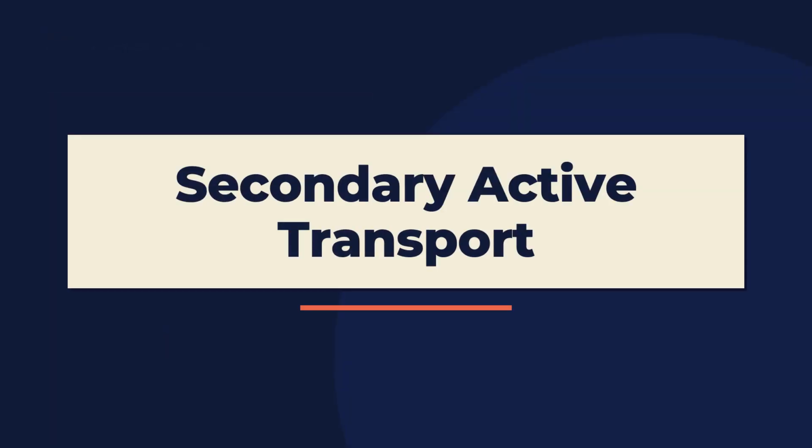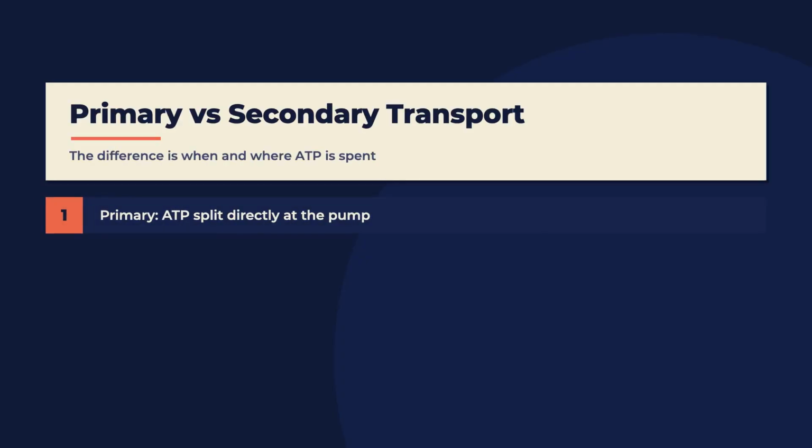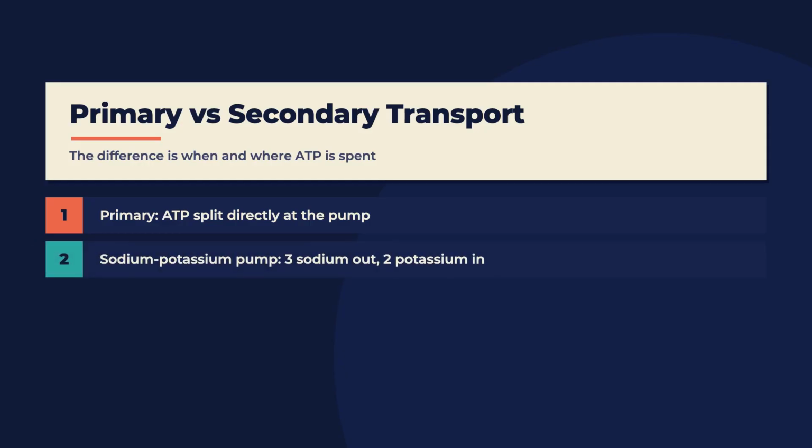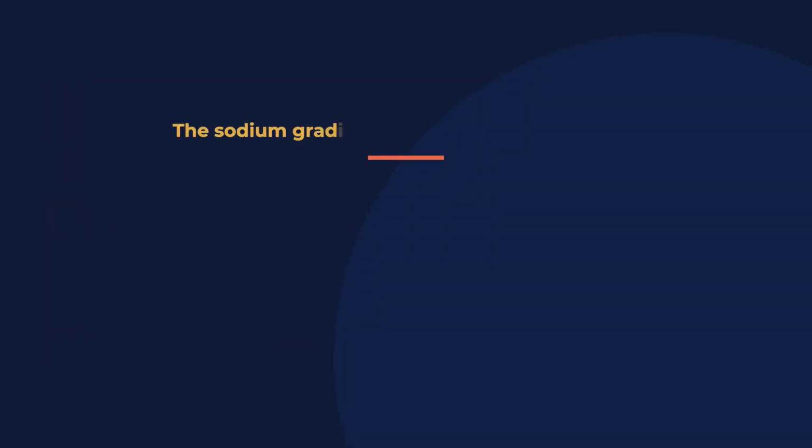Glucose can move into intestinal cells even against its own concentration gradient, uphill, without any ATP being consumed at the transporter itself. This puzzle is solved by understanding secondary active transport. Primary active transport spends ATP directly at the pump, as in the sodium-potassium pump, where 3 sodium ions move out and 2 potassium ions move in. Secondary active transport separates the energy spending from the transport event. The sodium pump builds a steep gradient first, and that gradient is spent later.